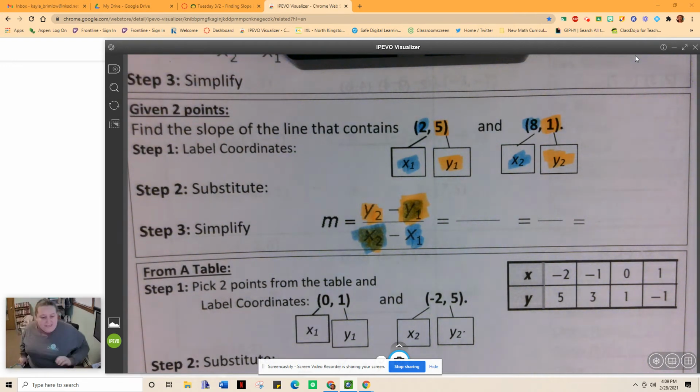Hey everyone, it's Mrs. Brimlow, and today I'd like to talk to you about how to find slope for a linear function, whether you're given a set of ordered pairs or a table.